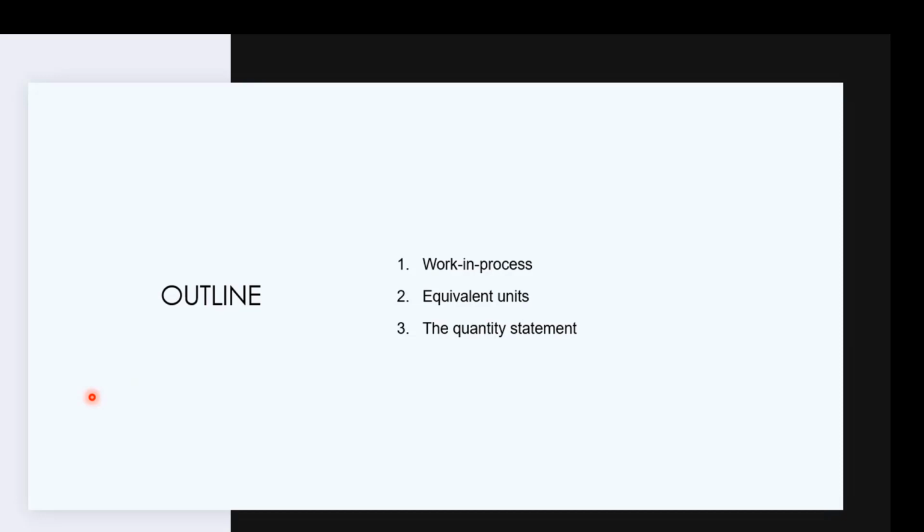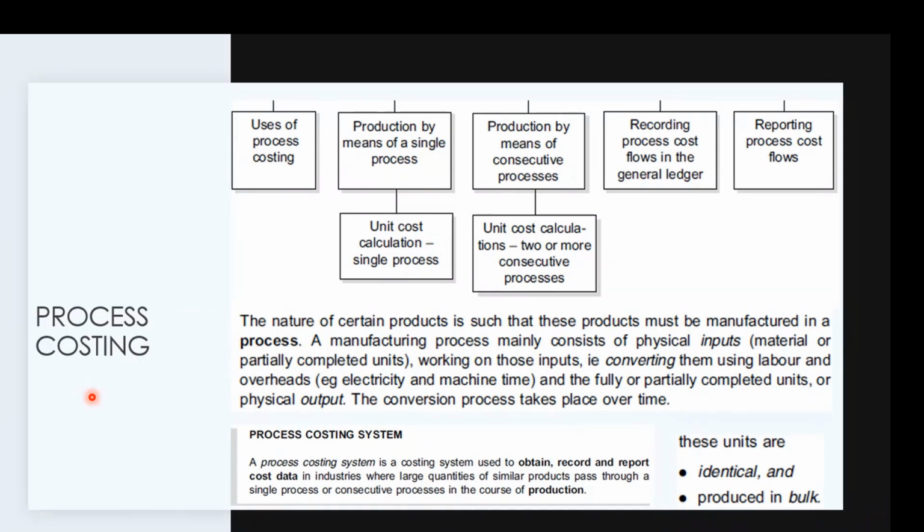and the quantity statement. And also number 4, sorry, I didn't include it here, it's the inventory valuation methods. So doing your quantity statement according to either the first in, first out method or the weighted average. Okay, cool. So just looking at what we covered last week.